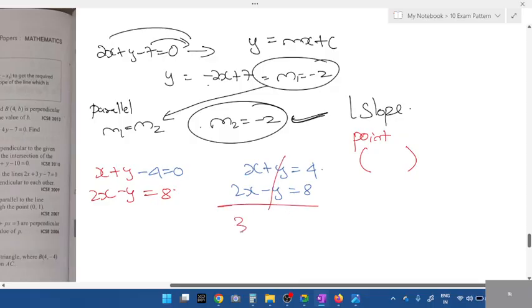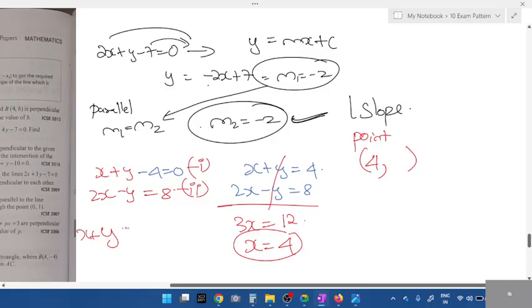So I can directly cancel. 3x is equal to 12. What is the x value? And then 4 comma, substitute in any one of the equations. Find the value of y. See, write it like this. Equation 1, equation 2. By using the elimination method, find x. Correct. X plus y, I'll take the first equation, is equal to 4. 4 plus y is equal to 4. Therefore, y is equal to 0.